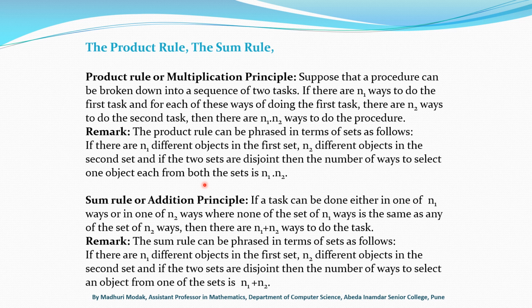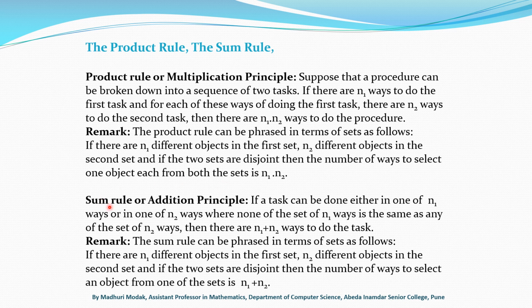Now there are two sets. First set contains n1 different objects. Second set contains n2 different objects. And the two sets are disjoint, means nothing is common in their intersection. Now we have to select one element from first set and one element from second set at a time. And in how many ways we can do it? It is n1 multiplied by n2.